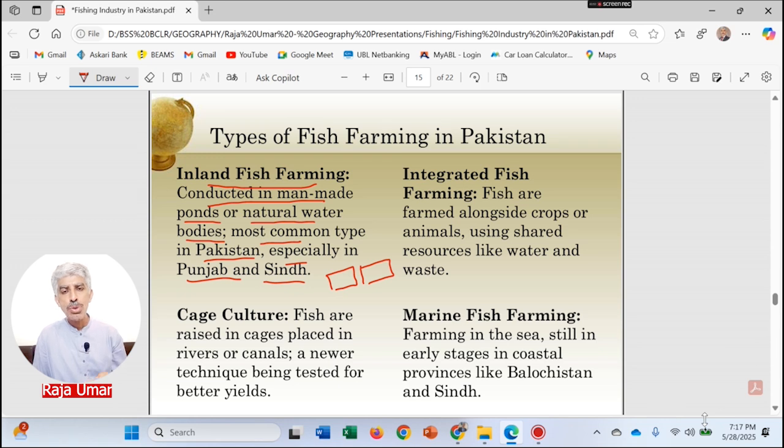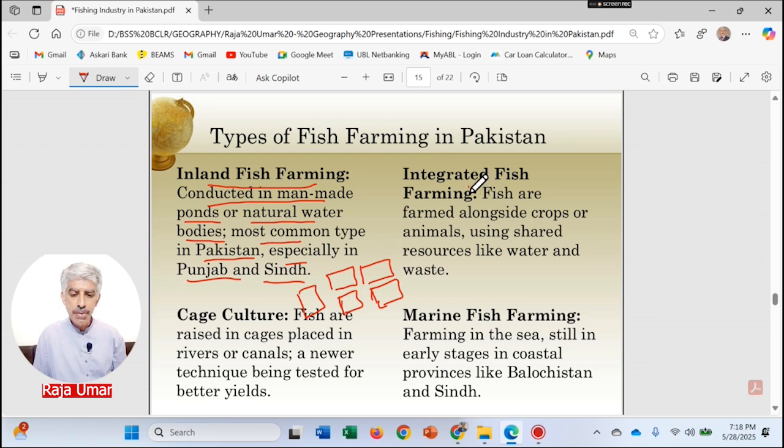And when it grows to a larger size, I mean if we weigh it at about 2 kilograms, 2.5 kilograms, then the harvest is taken. I mean that fish is caught from those ponds, weighed, and transported to the market for the sake of trade, and this is how the profit is earned. So inland fish farming is like this: rectangular ponds are made, the fish is brought over there, fed, vaccinated, and looked after, and then it grows bigger and is transported to the market.